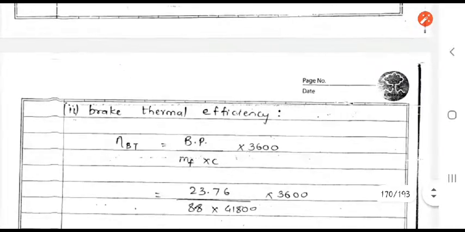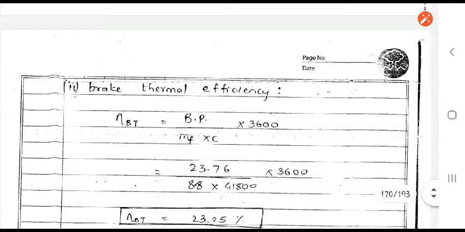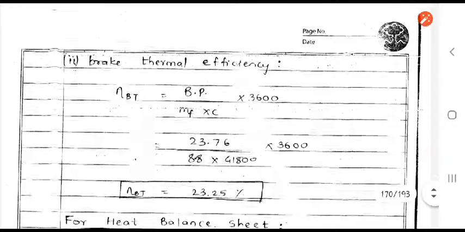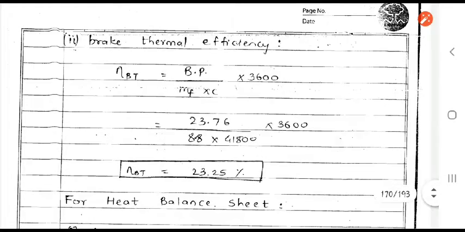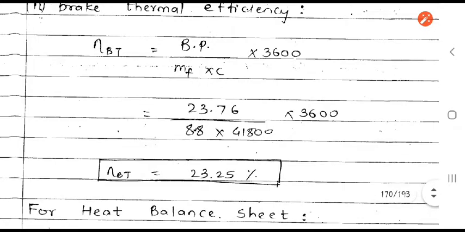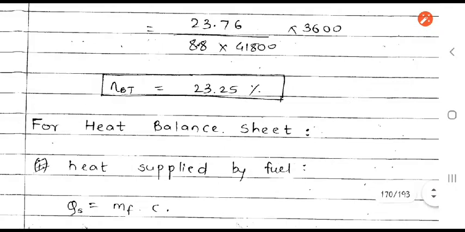Then the next one, the second unknown, is brake thermal efficiency. We have the formula: brake power divided by mass of fuel into calorific value, multiplied by 3600. We have already discussed the unit conversions, and because of unit conversions here we have to multiply by 3600 seconds, so we can get the value as 23.25%.